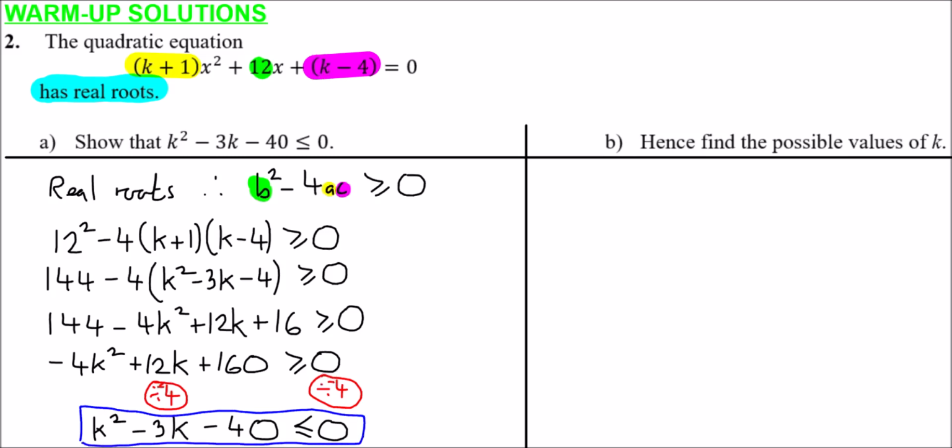For part B, we now need to prove, using this, what the possible values of k are. So I'm just going to copy down this again. So we have k squared minus 3k minus 40 less than or equal to 0. This quadratic on the left factorizes easily. So two numbers that multiply to minus 40 and add up to minus 3, well, those numbers are positive 5 and negative 8.